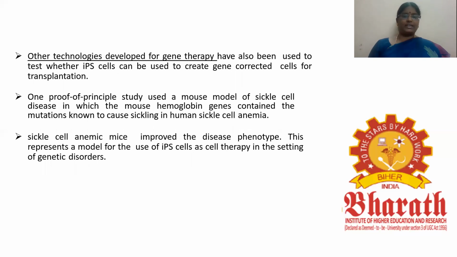It is used to create gene-corrected cells for transplantation, and also it can be used as a principal study model for mice, which can be used to treat sickle cell disease, where the mouse produces hemoglobin genes containing the mutations known to cause sickling in human sickle cell anemia. And sickle cell anemic mice improved in disease phenotype. So this represents a model for the use of induced pluripotent cells as gene therapy in the setting of genetic disorders.